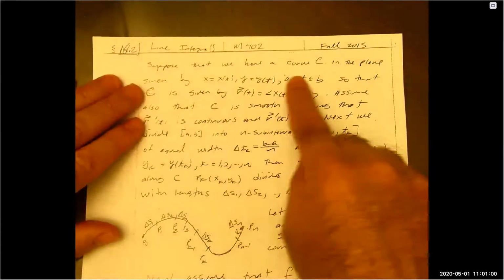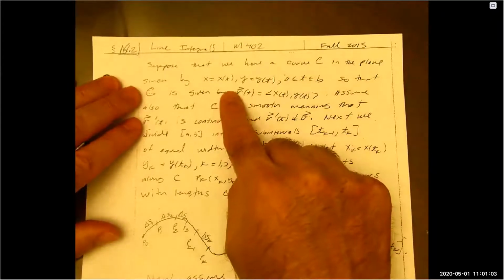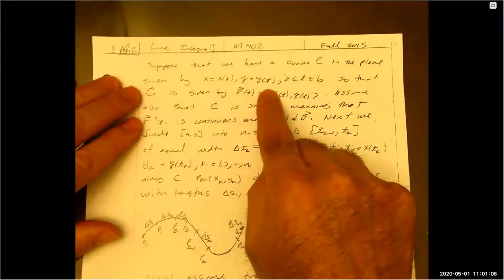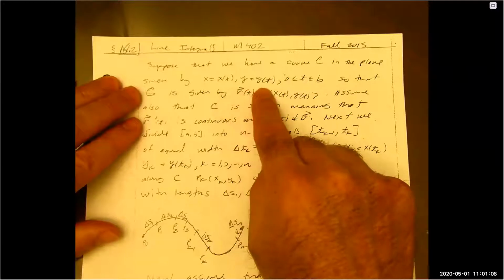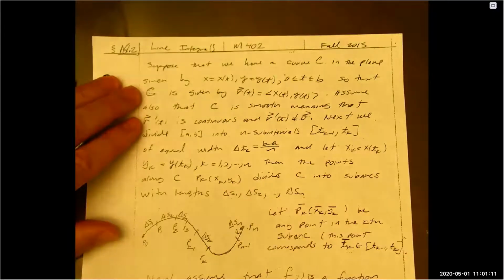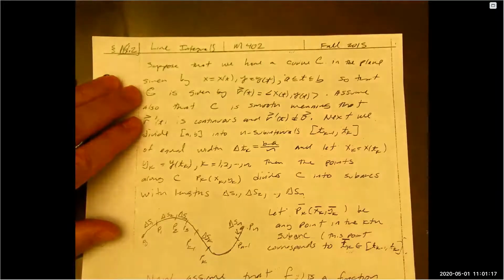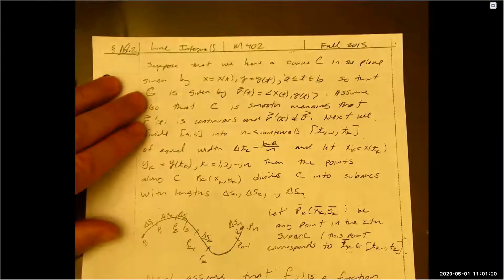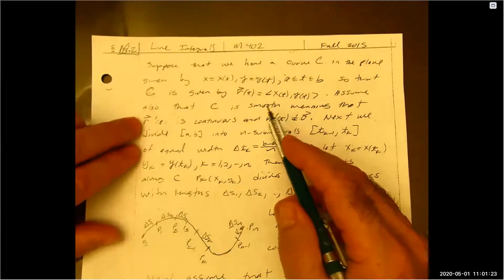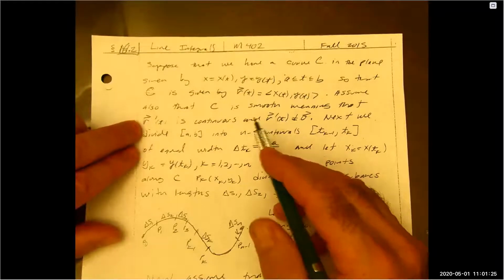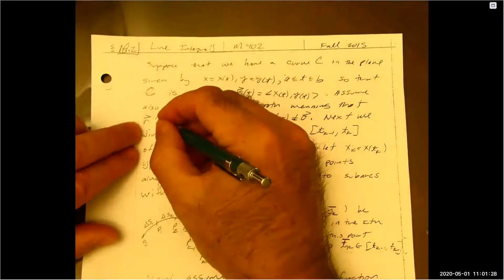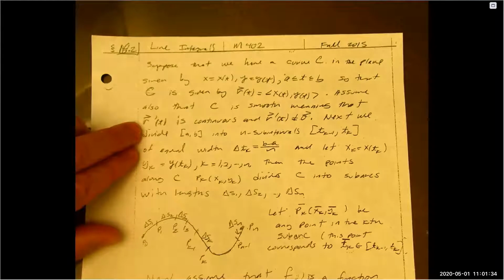So we're going to suppose that we have a curve C in the plane, and it's given by these parametric equations, x equals x(t) and y equals y(t), t going from a to b. So that C is given by this vector function, and assume also that C is a smooth curve. And remember, that means that r'(t) is continuous, and r'(t) is not equal to the zero vector on this interval from a to b.